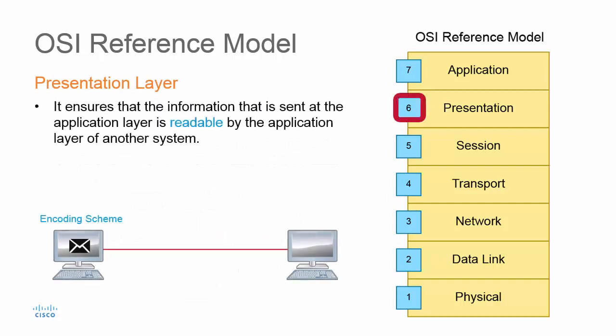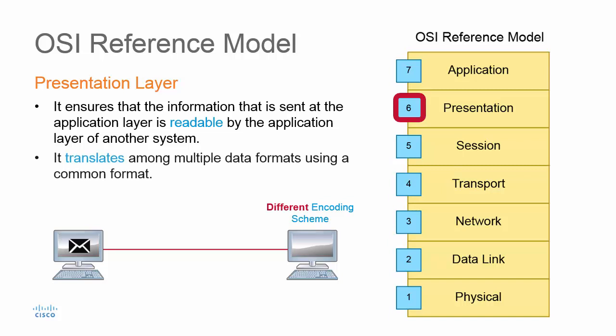The session layer takes care of the presentation layer, and this layer makes sure that the information that is sent at the application layer of one system can be read by the application layer of another system. For example, when a PC program is communicating with another computer, each computer might be using a different encoding scheme.